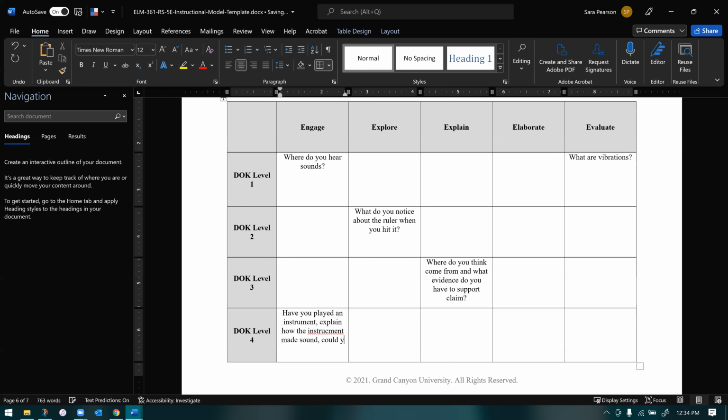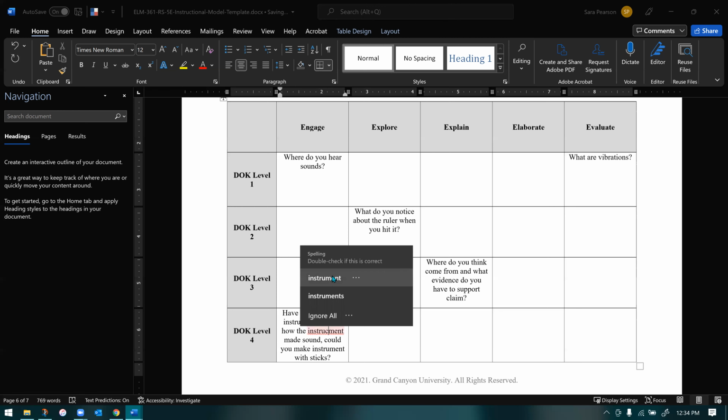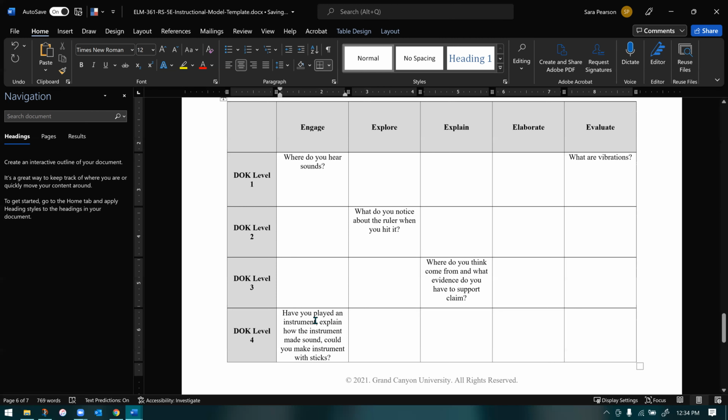So could you make an instrument with, I don't know, sticks? So thinking about, they might not know how the instrument made sound, but they could say it was a flute. I blew through it, or a recorder, I blew through it. Okay, well, could you make an instrument using sticks? And they could either say, well, yeah, because it would make noise, or no, and they would have to justify it. So it's taking this information they already have and applying it to something else.